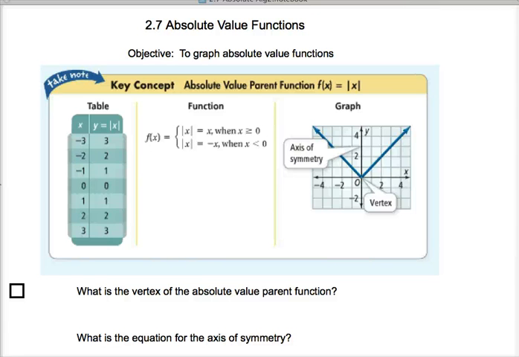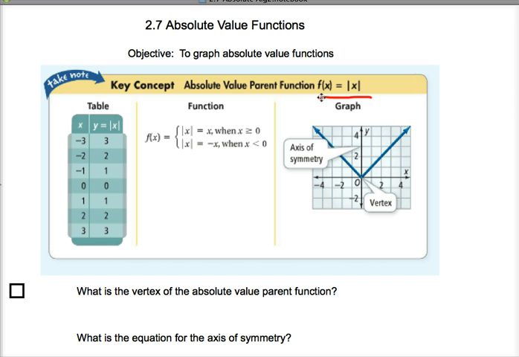Okay, in lesson 2.7, we're going to be talking about absolute value functions. We'll be graphing them, and this is going to relate to what we did yesterday, in lesson 2.6. So important to keep in mind transformations when we go about graphing absolute value functions. So here's our standard parent function for an absolute value.